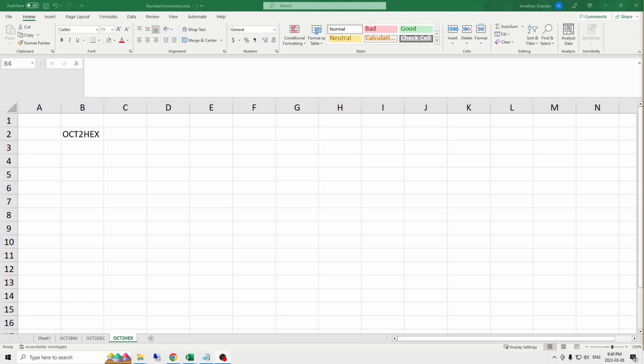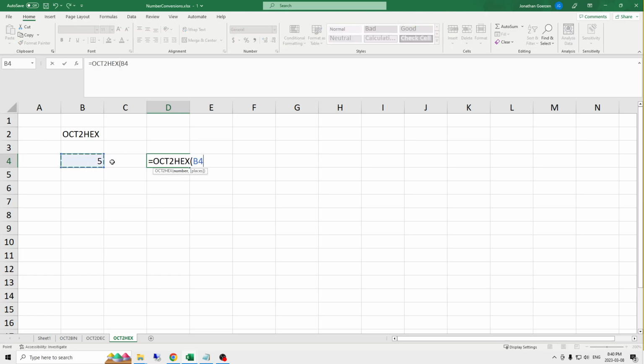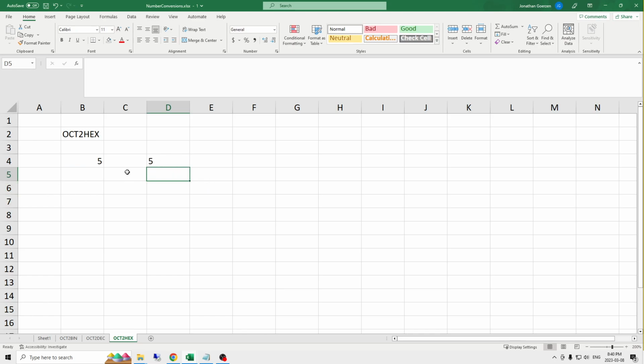OCT2HEX is responsible for converting values from octal, or base 8, to hexadecimal, or base 16. For example, we could take the number 5, which can be represented in octal, and convert it to hexadecimal, where it is still the number 5. Remembering that octal takes 3 bits and converts it to 1 digit, hexadecimal takes 4 bits and converts it to 1 digit. We need this value to be greater than 8.